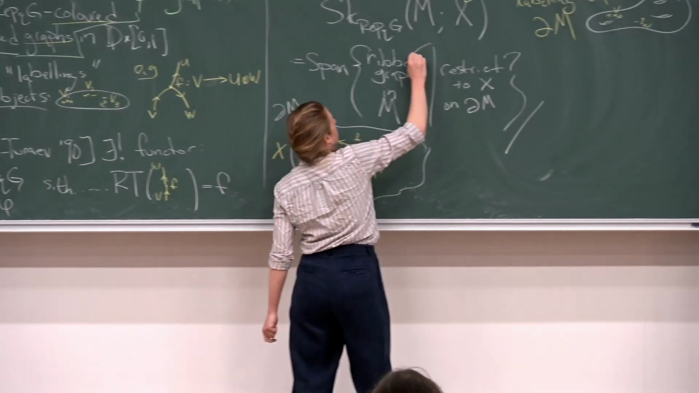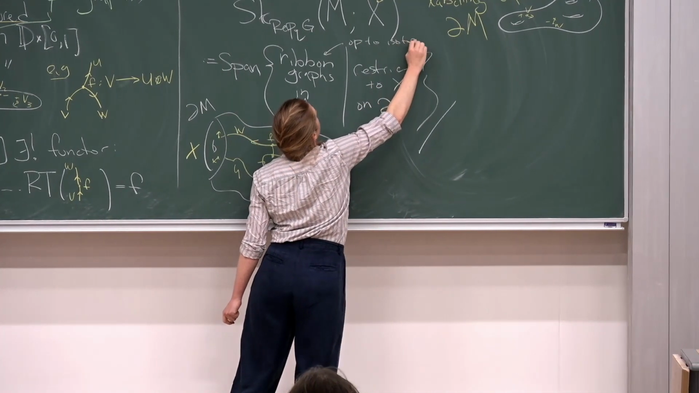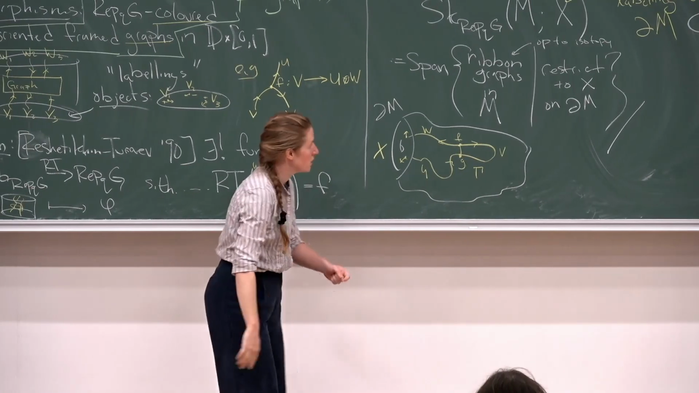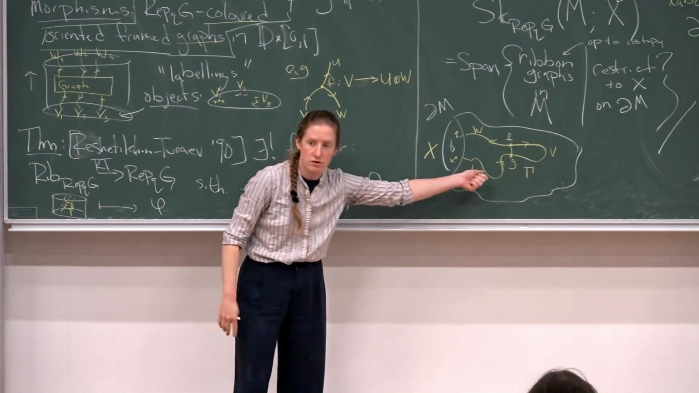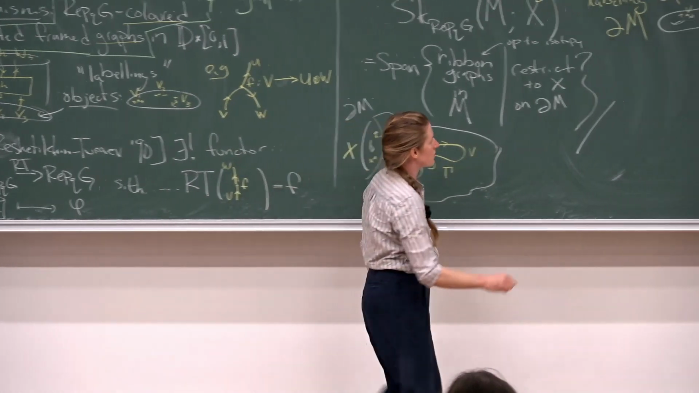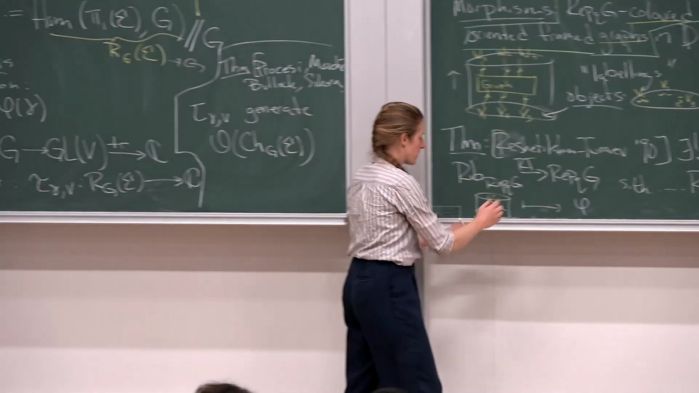These are going to be up to isotopy, which means they can wiggle around, but they can't pass through themselves. But this is huge. You can imagine every single graph in my three manifold. This is too big, so I need some equivalence relation on it, and this is where this functor will come in.